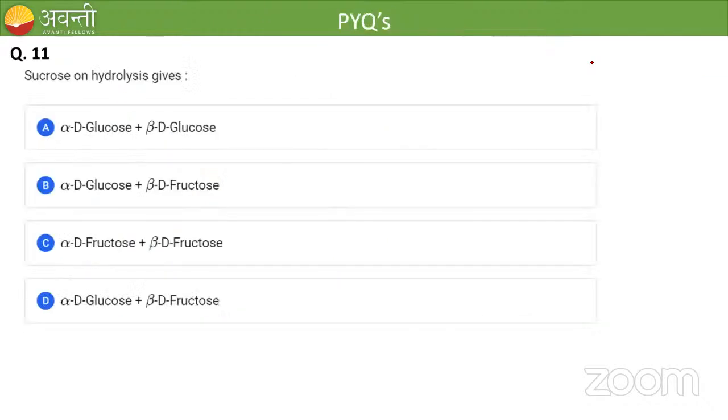Okay. Yes, ma'am. So question number 11, sucrose on hydrolysis gives. So two options are the same here. This is actually alpha. So options B and D look the same, no? So sucrose on hydrolysis gives, what is the answer? When you hydrolyze sucrose, you will get alpha D glucose and beta D fructose. Sucrose on hydrolysis gives alpha D glucose and beta D fructose. Got it?